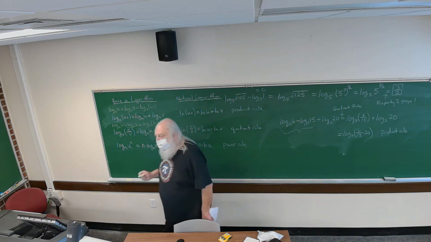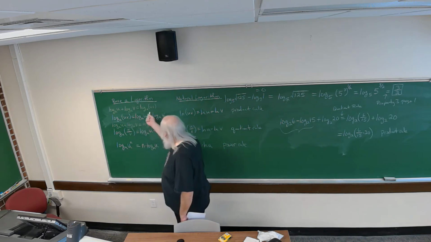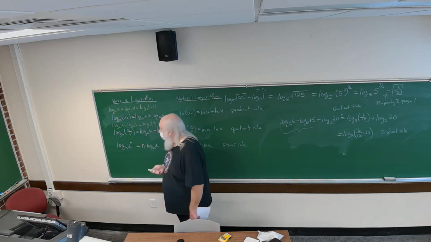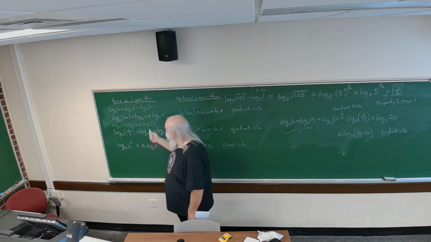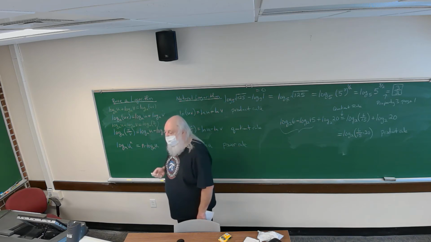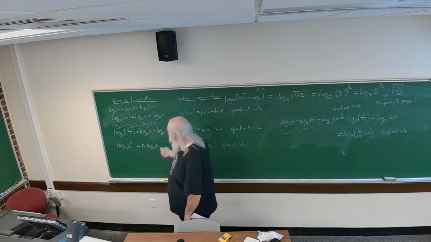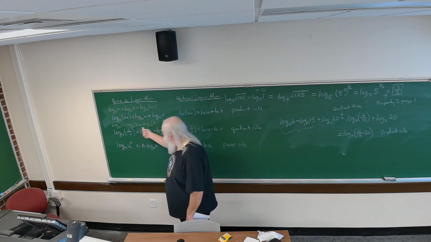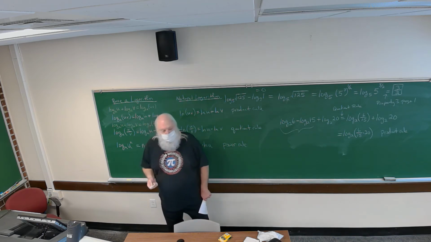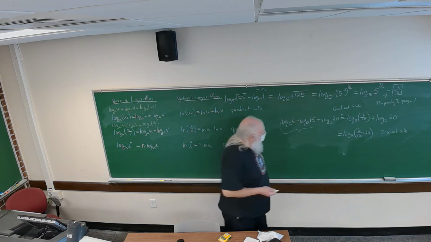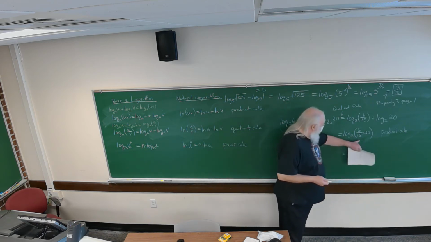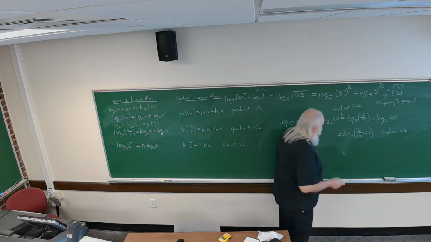Does that make sense? All we're doing is applying the product rule in reverse. We're going from two logs to one log. Okay? And when we applied the quotient rule, we went from two logs to one log. Okay? Well, 6/15 times 20 is equal to 8.